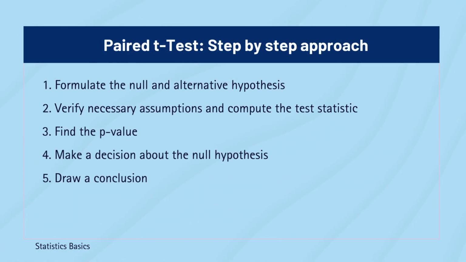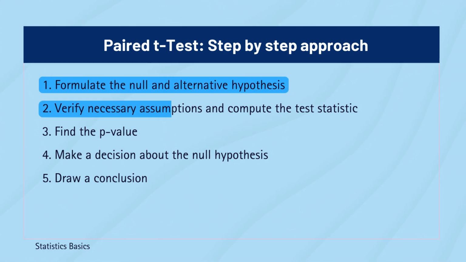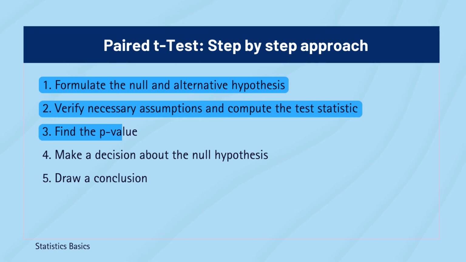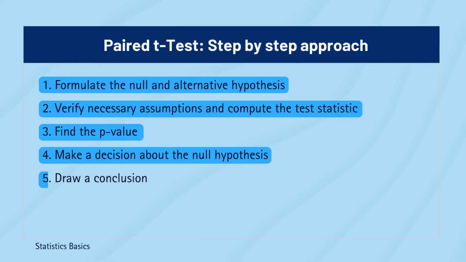Now, we'll conduct a paired samples t-test using a 5-step hypothesis testing approach. We'll begin by formulating null and alternative hypotheses. Then, we'll verify that the data meets certain statistical assumptions, and once assumptions are confirmed, we'll compute the test statistic and use it to find the p-value. Finally, we'll make a decision about the null hypothesis based on this p-value and interpret our findings in the context of the study.